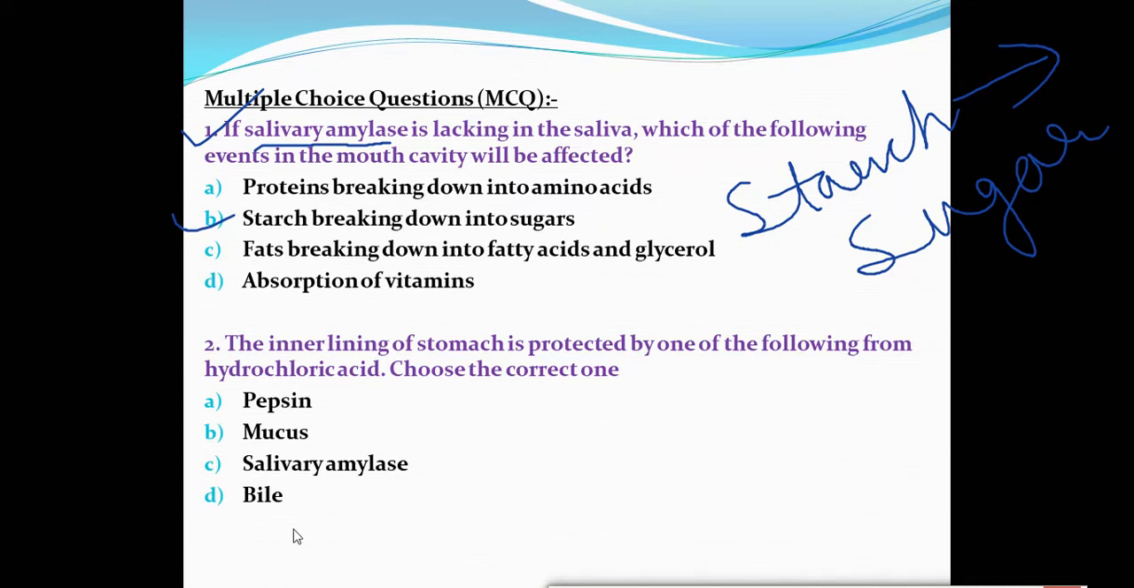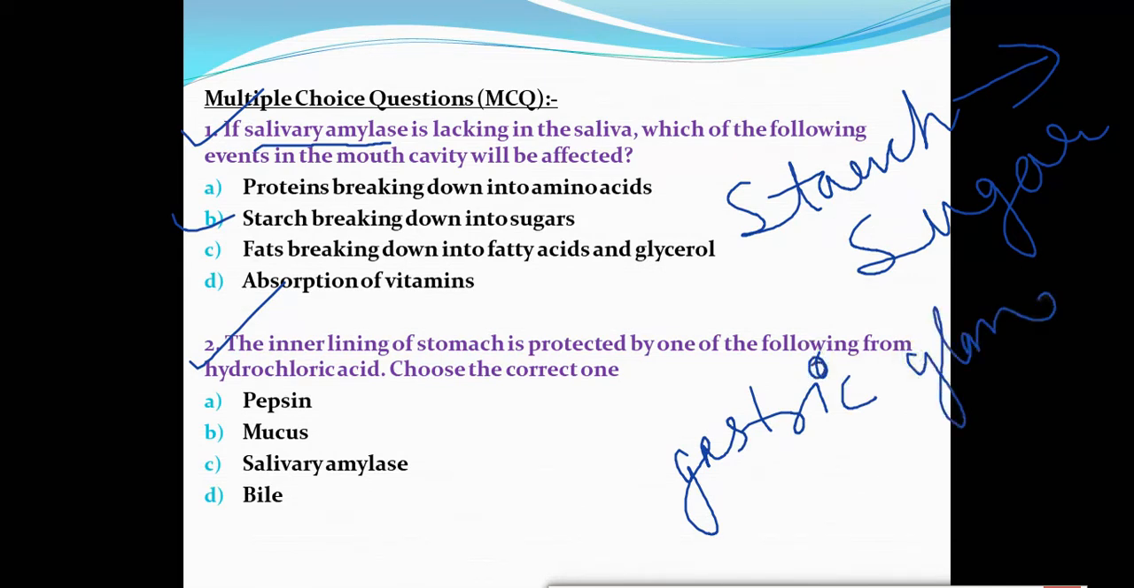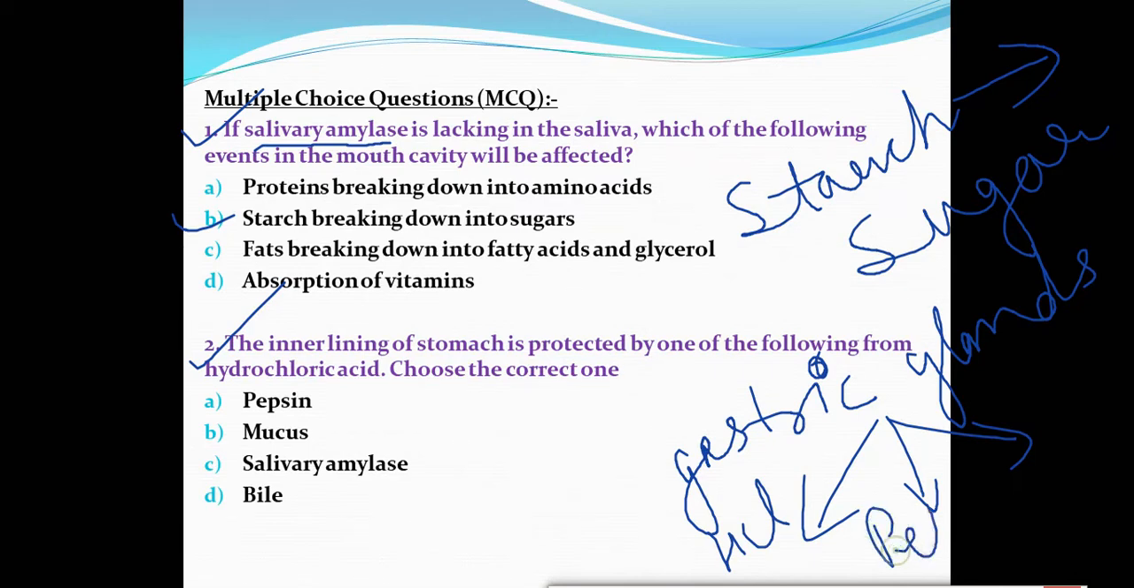The second question: the inner lining of the stomach is protected from hydrochloric acid by one of the following. Choose the correct one. You know that in our stomach gastric glands are present. Those gastric glands secrete gastric juices. Three things are secreted by these gastric glands. The first one is HCl, the second is the enzyme called pepsin, and the third is a protective layer called mucus.